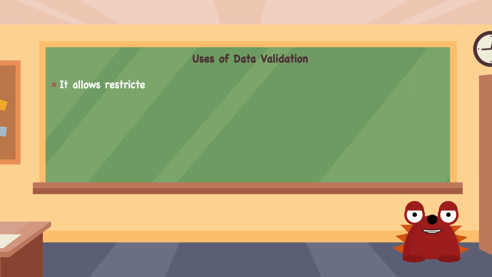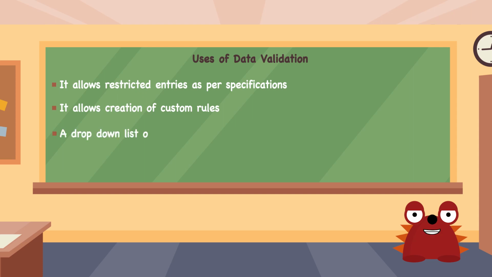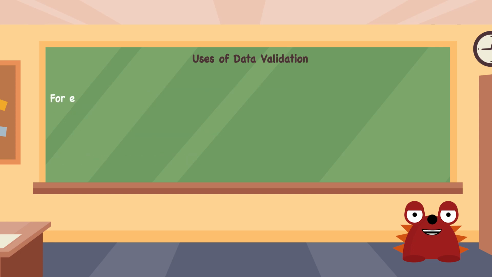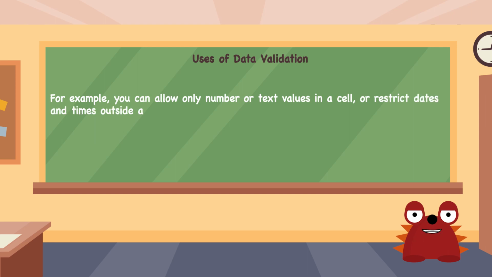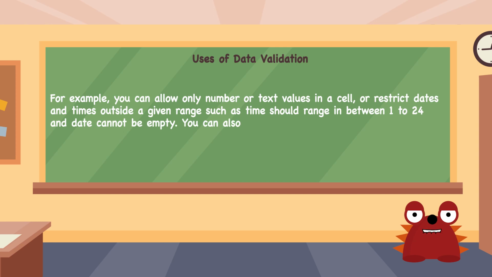It allows restricted entries as per specifications. It also allows creation of custom rules. Also, a drop-down list of items can be created in a cell. And it can also reduce errors and mistakes. For example, you can allow only number or text values in a cell or restrict dates and times outside a given range, such as time should range in between 1 to 24 and date cannot be empty. You can also display a warning message when incorrect data is entered by the user.